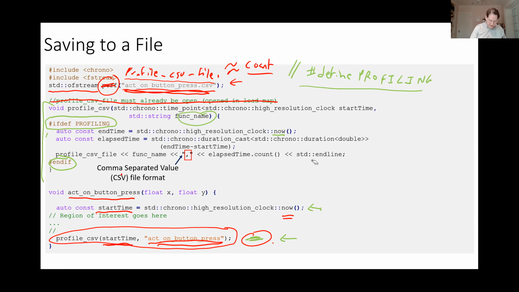Basically, we're writing this in comma separated value format. You see there are commas between the function name and the elapsed time, so that we can load it into a spreadsheet easily.